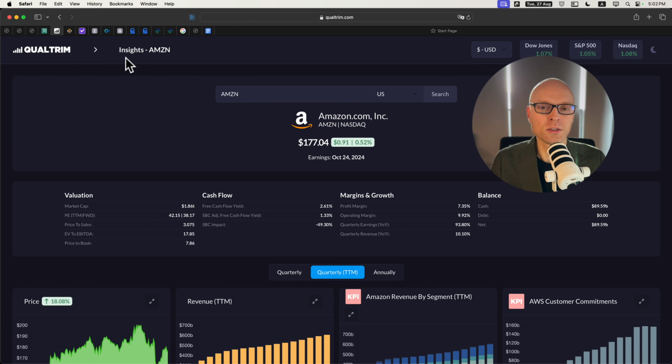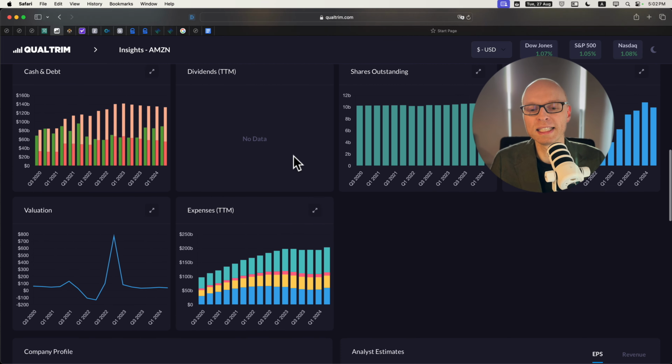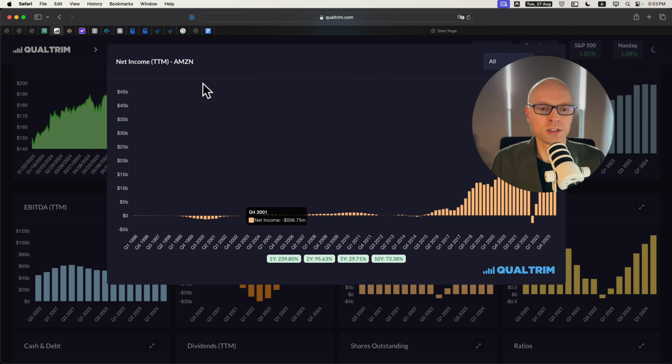Another website that I use is Qualtrim, and it gives you a nice overview of the main key performance indicators. In this case, I pay attention to net income, and it shows you that over the last 10 years, Amazon managed to grow net income by 74% each year on average. And this is amazing, because this is not a startup, this is not a unicorn, but it still gives you a very impressive performance.